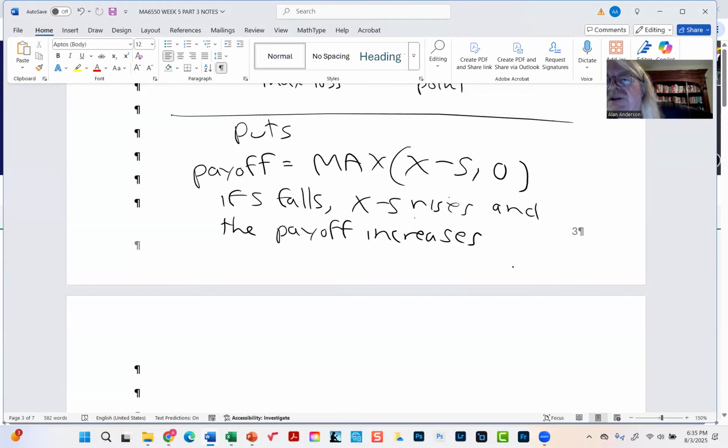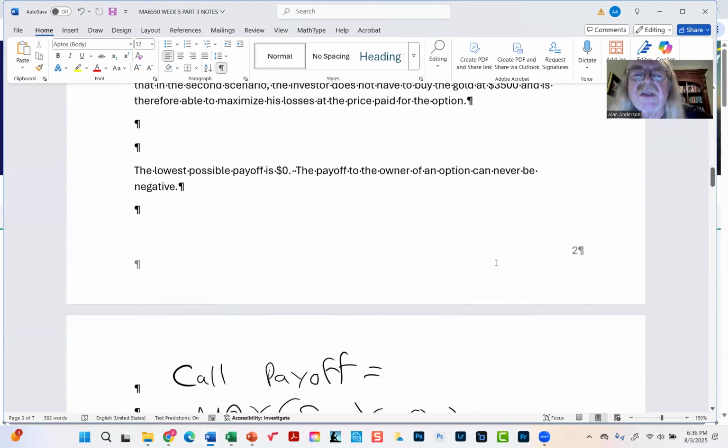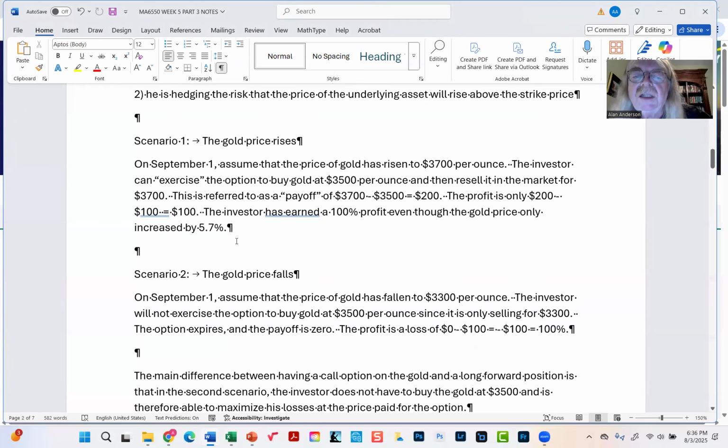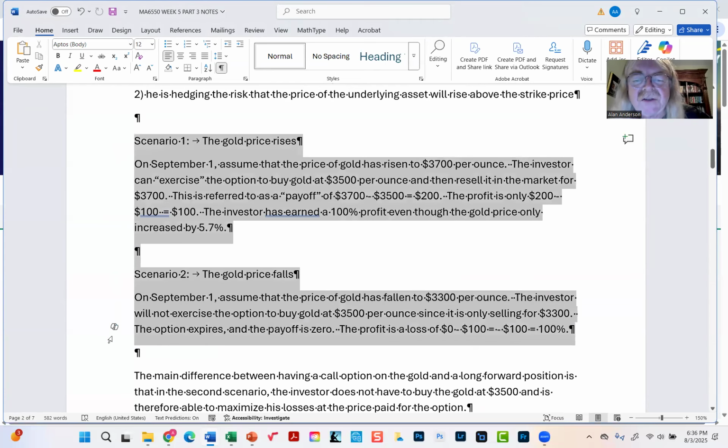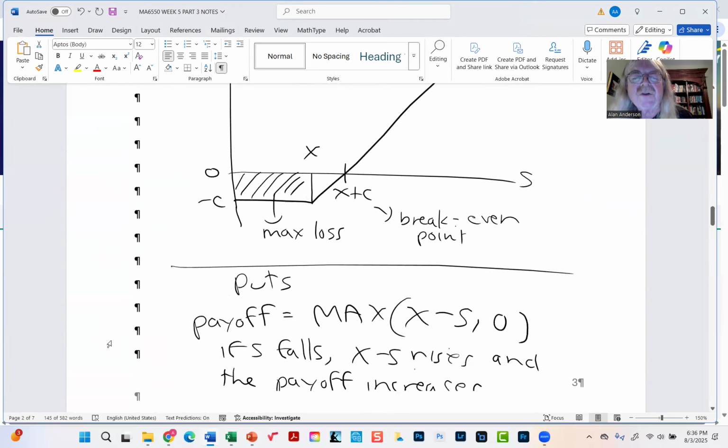So we reverse the two, but you still have to pay for this thing. So the profit will be max(X minus S, 0) minus P, where P is the put price. I mean, we could go through another example, but I think it's pretty clear that with the put, you would be exercising the put in scenario 2 rather than 1. In fact, what we can do is just copy these and make the changes. It won't take but a minute because we're just reversing everything.